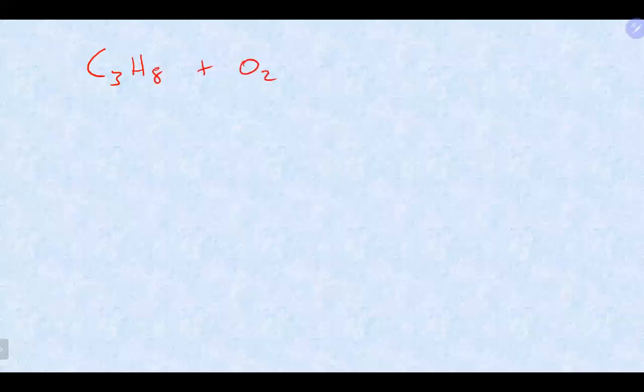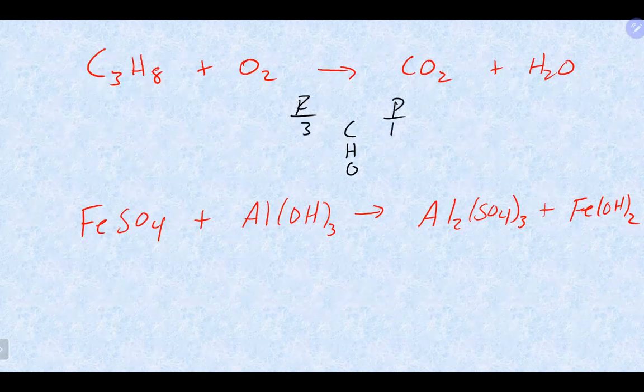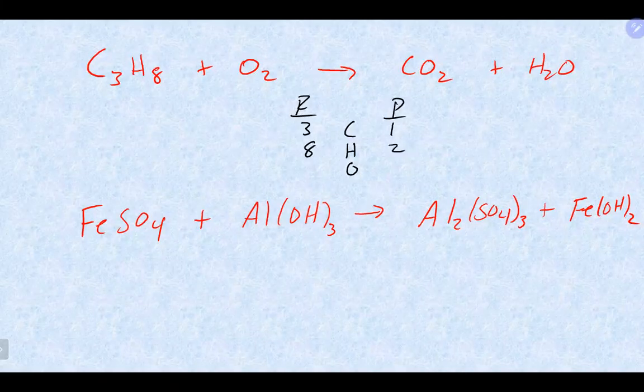Now, let's do a couple more just to make sure. Let's do C3H8 plus O2 gives you CO2 plus some water. And we have 3 carbons on the left and 1 on the right. Left-hand side, we have 8 hydrogens, and right-hand side, we have 2. Left-hand side, we have 2 oxygens, and on the right-hand side we have 3 oxygens in each of those things.